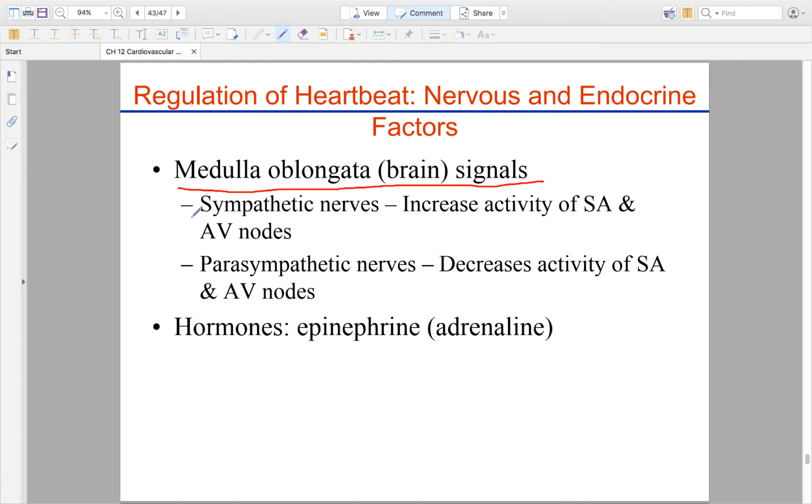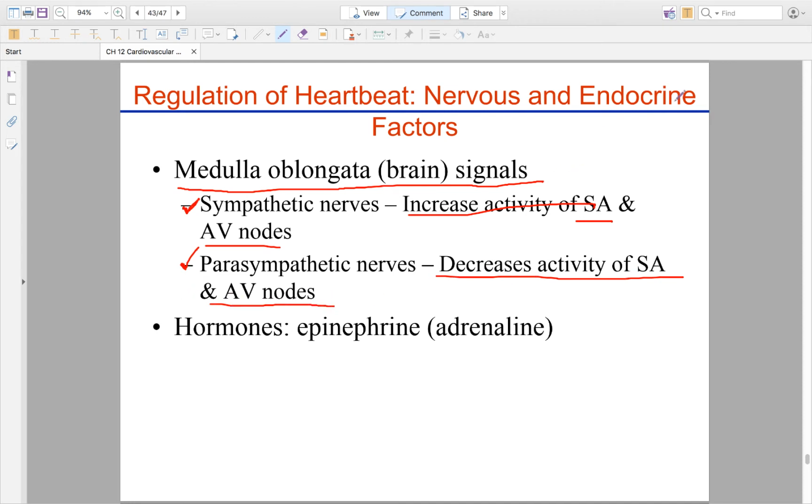So ultimately, we have different types of nerves. We have sympathetic nervous system and a parasympathetic nervous system. And don't worry so much about the actual nervous systems until we get to that chapter, but you do want to know this part, that of course the medulla oblongata regulates the SA and AV nodes through sympathetic nerves and parasympathetic nerves. Sympathetic nerves will always increase the activity. Parasympathetic will decrease the activity of the SA and AV nodes.